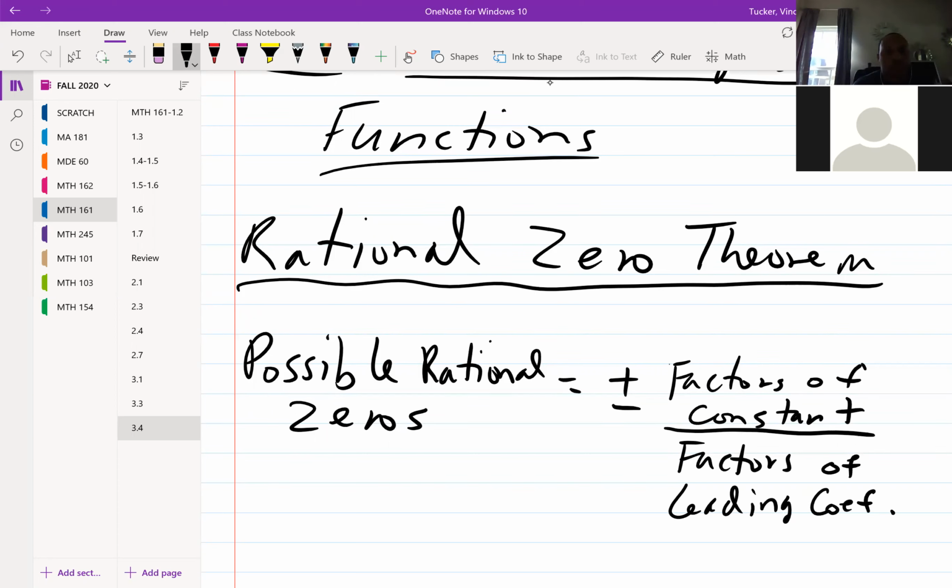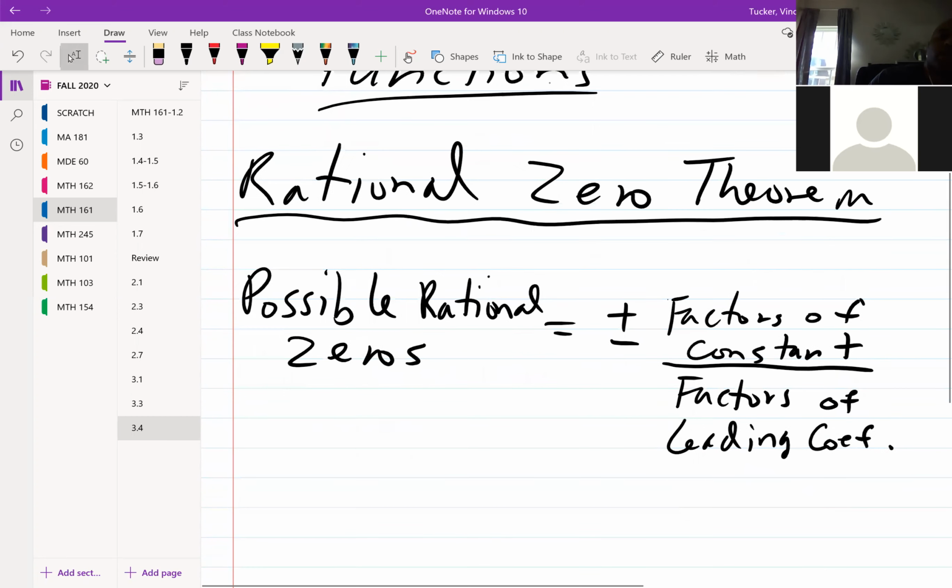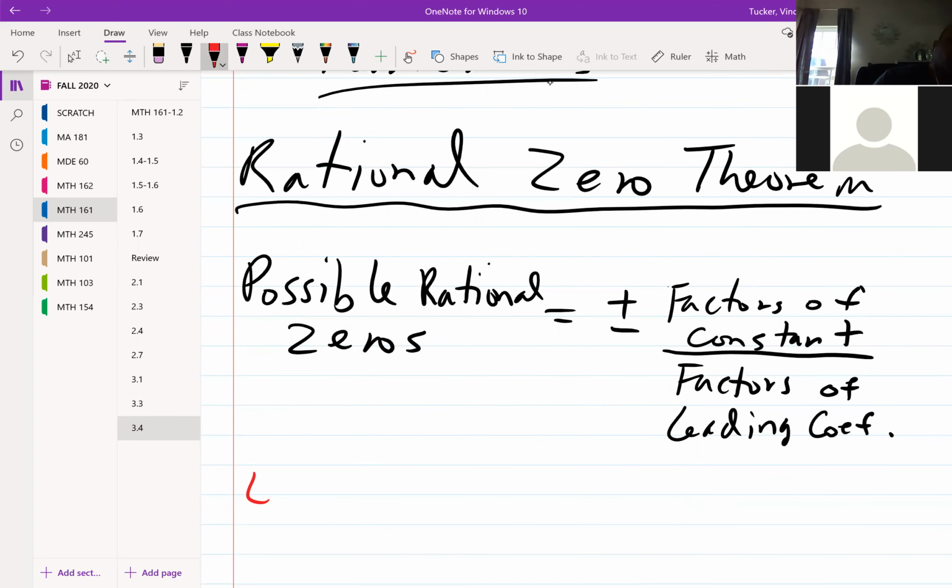All right, so the possible rational zeros, we can find all possible rational zeros by doing plus or minus the factors of the constant over the factors of the leading coefficient. And where that comes from is this thought process. Let's say I have 2x plus 3 equal to 0, and I want to solve for this.